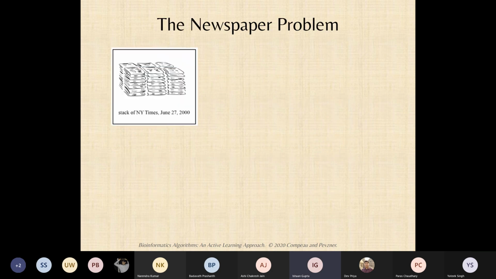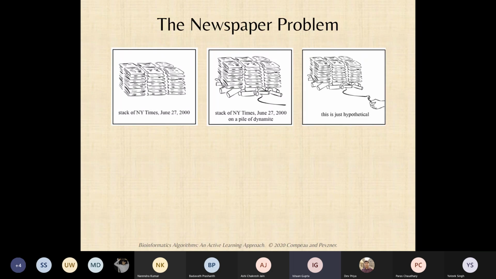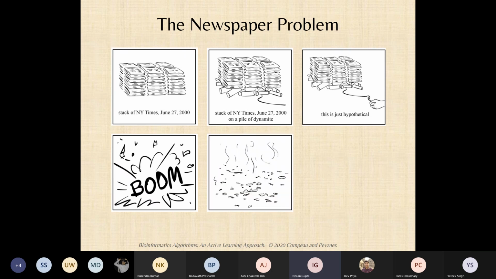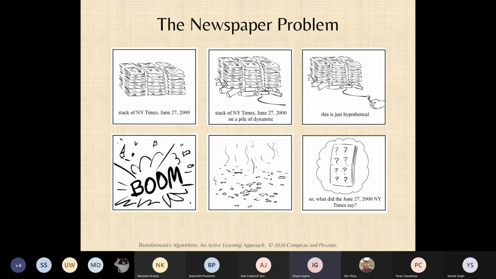All right, so if you had a stack of newspapers kept like this, let's say this newspaper represents the New York Times newspaper on June 27th, 2000, and somebody puts a pile of dynamite under these papers and hypothetically blows them up. Now, your task is to take these pieces of paper and put them back together, and figure out what the New York Times said on June 27th, the year 2000. All right.